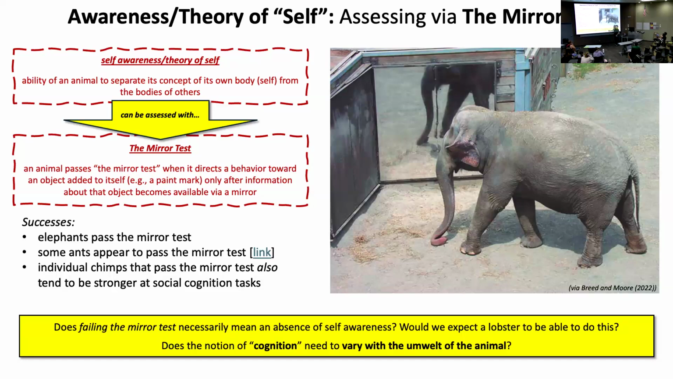That's the mirror test. Supposedly, elephants pass it, ants pass it. Among individual chimps, there are chimps that pass it and chimps that don't, but the chimps that pass it also do well on other types of cognitive experiments that have to do with predicting the behavior of other chimps.